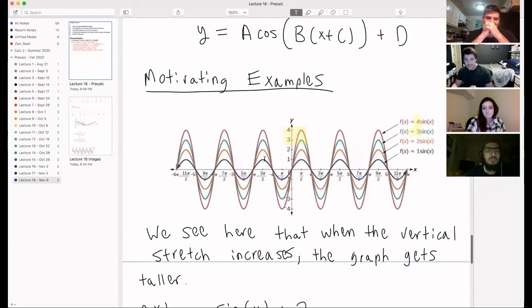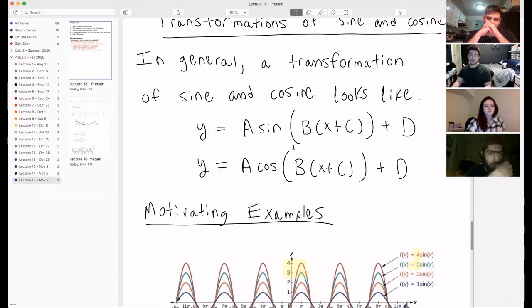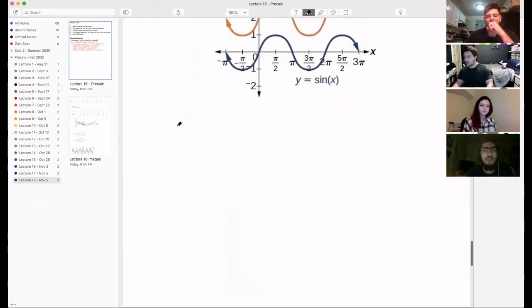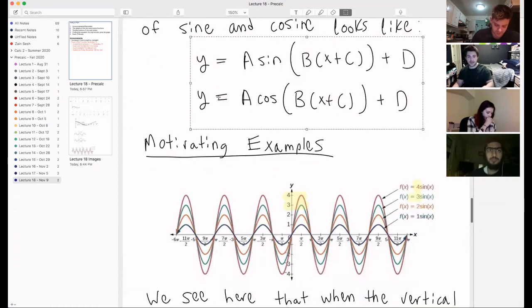So now I need to tell you the special names that we give A, B, C, and D in the case of trig functions. Yes, they still are vertical stretches and horizontal stretches and vertical shifts and horizontal shifts. But for some reason, in the special case of trigonometric functions, we give these letters different names. Let me just go through that now. I'm going to copy this down again because we're going to use it.